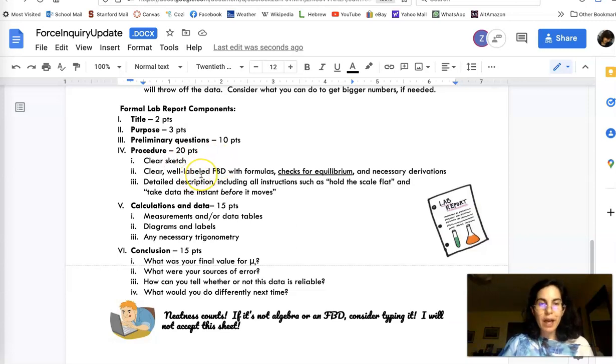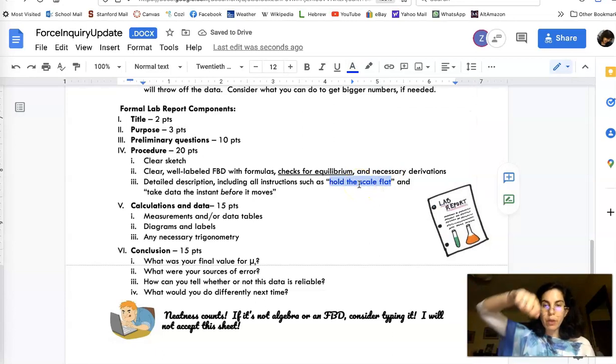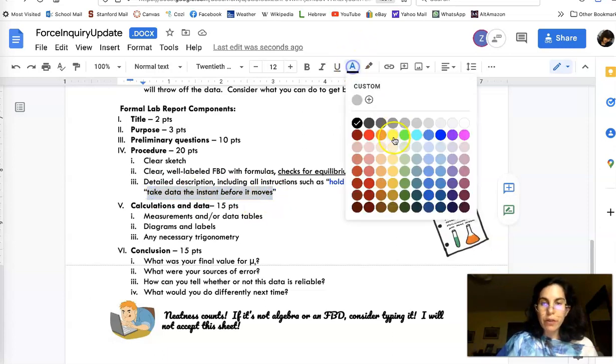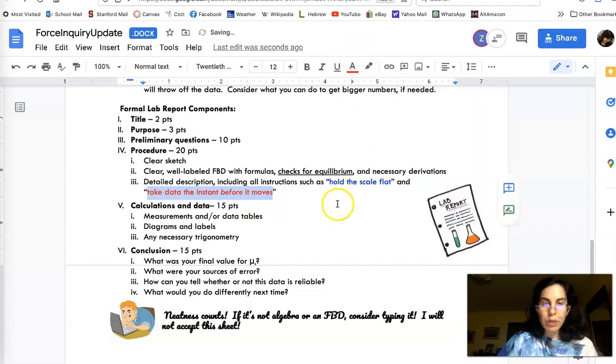Put labels on everything, including all the things you had to check while you were working in the lab, such as people with the scale who had to discover not to hold it at an angle, and people who were watching for a deviation from static equilibrium.